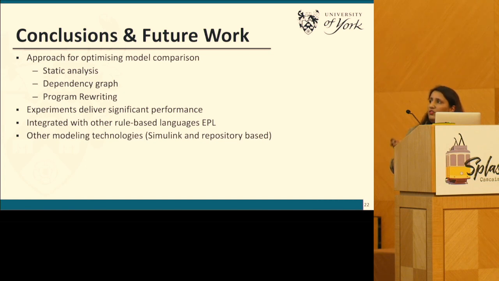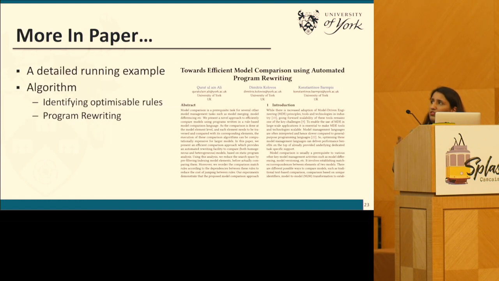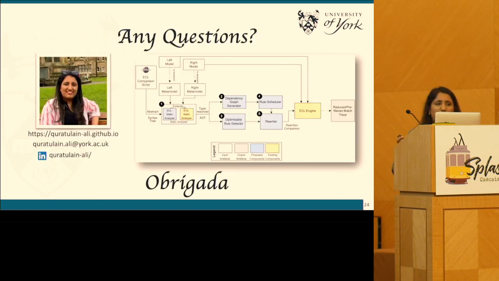This is rule-based, because EPL is another Epsilon-based language, the Epsilon Pattern Language, so these optimizations, like the dynamic domain concept, can also be integrated with other EPL languages. We can also include more experiments to show comparison between different modeling languages like Simulink and repository-based models. In the paper, you can find more details on the running example, and also the algorithm for how we identify optimizable rules and how we do the rewriting. That's it from my side. Thank you very much, and I'm open to any questions.